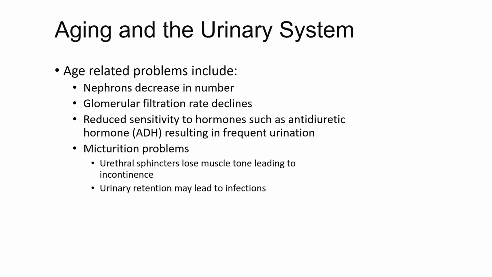We also see reduced sensitivity to hormones such as ADH, resulting in incontinence and sometimes frequent urination. So because we don't have that ability to really hold on to fluid, to kind of reserve fluid via the function of ADH, which we'll talk about later on, we pretty much lose urine. This can result in dehydration, and again, things like incontinence.